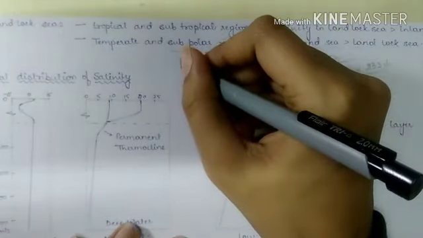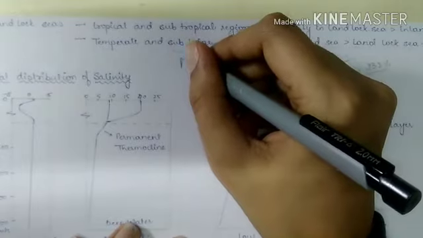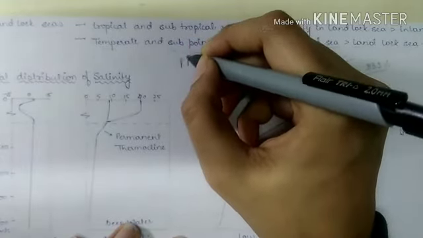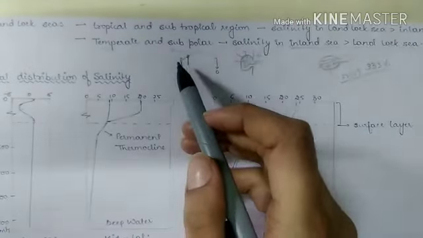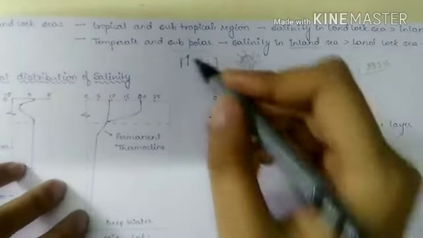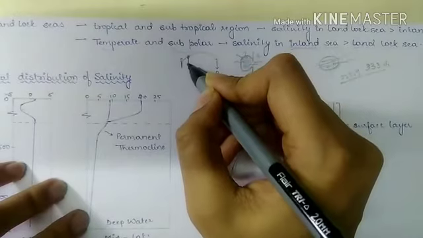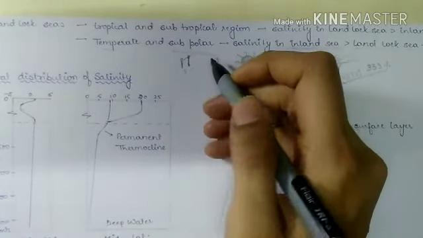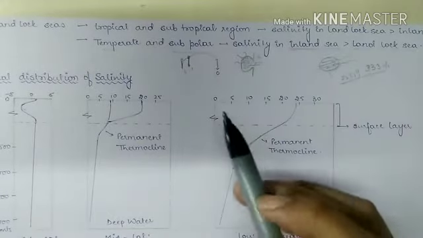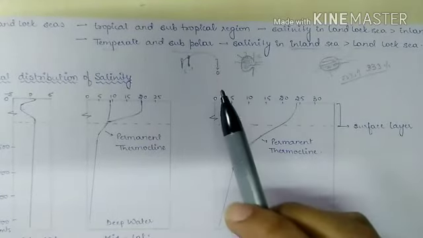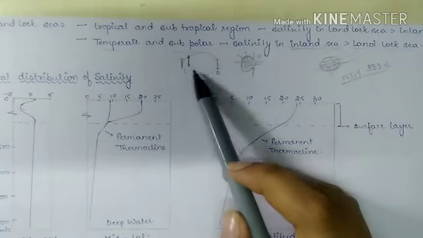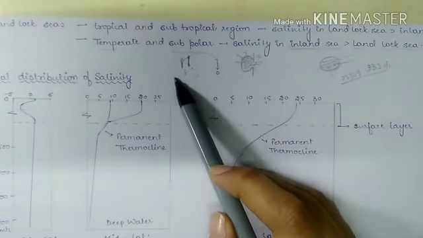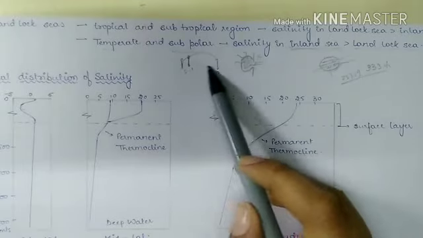Okay, so in the tropical region we can see that the maximum variation is at the subtropical region. Now the maximum salinity occurs in March, and the minimum salinity occurs in November. So this is the annual variation of surface salinity.